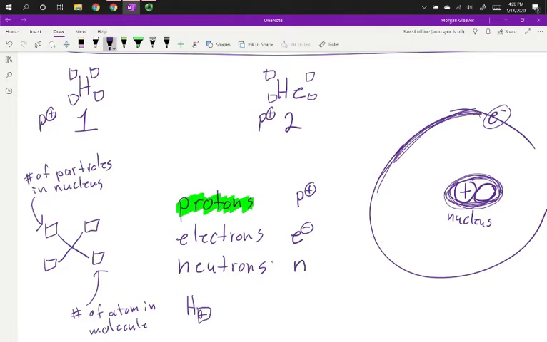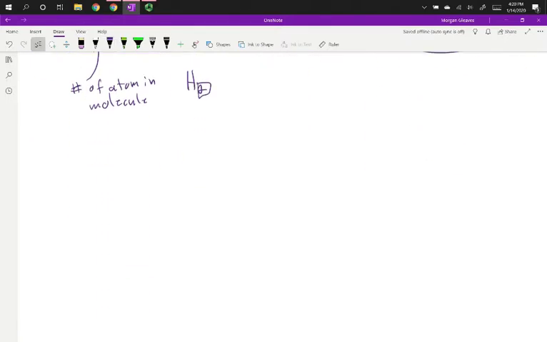Remember, only the protons and the neutrons show up in the nucleus. So if I have H1 and I have H2, well, let's think about drawing it. I'm a hydrogen, so let's just look at our protons and our neutrons. I'm a hydrogen. I must have one proton. So both of them, there is one proton.